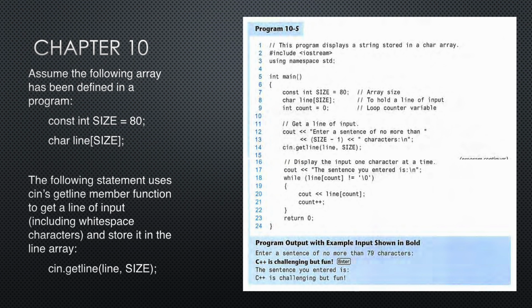C++ will automatically add the null terminator to the end of the string. Once a string is stored in an array, it can be processed using standard subscript notation. For example, program 10.5 on the screen displays a string stored in an array. It uses a loop to display each character in the array until the null terminator is encountered.